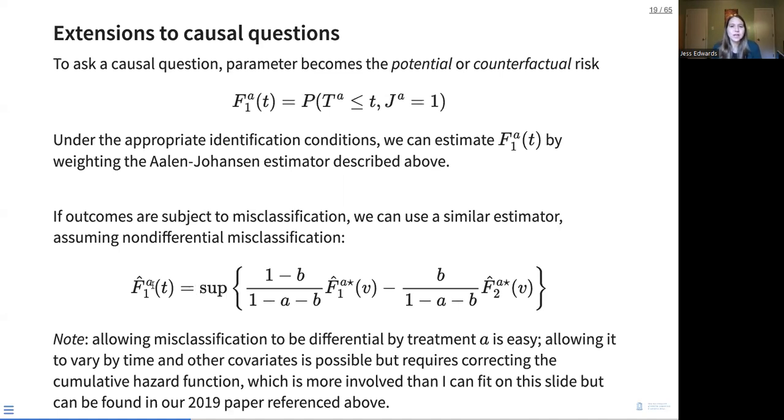However, if we think that the values of the misclassification parameters A and B vary by covariates or time, we will have to do what we did in the single sample setting where we deconstruct the estimator for the cumulative hazard and use covariate and time specific values of A and B in that function. And so this is a setting where differential misclassification may actually matter regardless of the sources of A and B because we're stratifying our curve by treatment at the end of the day.